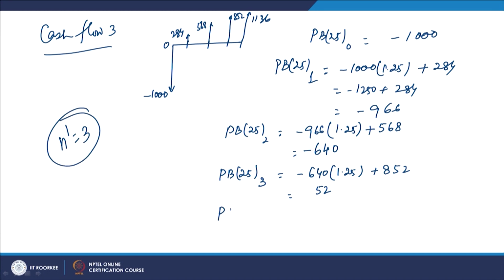If you compute for the fourth year, 52 multiplied by 1.25 plus 1136, it is coming out to be close to 1200. So, the project balance in net value is coming out to be the same, like 1200, at the end, but the n prime is coming out again as 3.